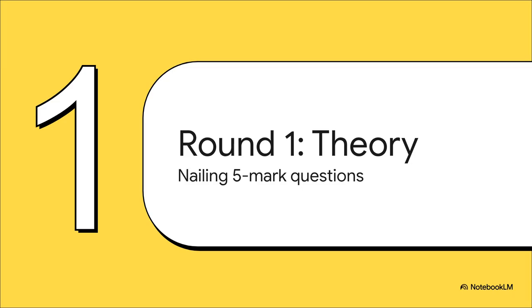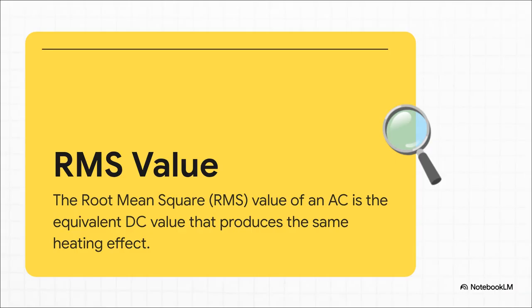Round 1. This is all about locking in those huge 5-mark questions. These derivations are practically guaranteed to show up in some form, so mastering them is totally non-negotiable. Let's start. First up, the RMS value. For 5 marks, you always start with the definition. And here's the key idea you have to communicate. RMS is all about heat.